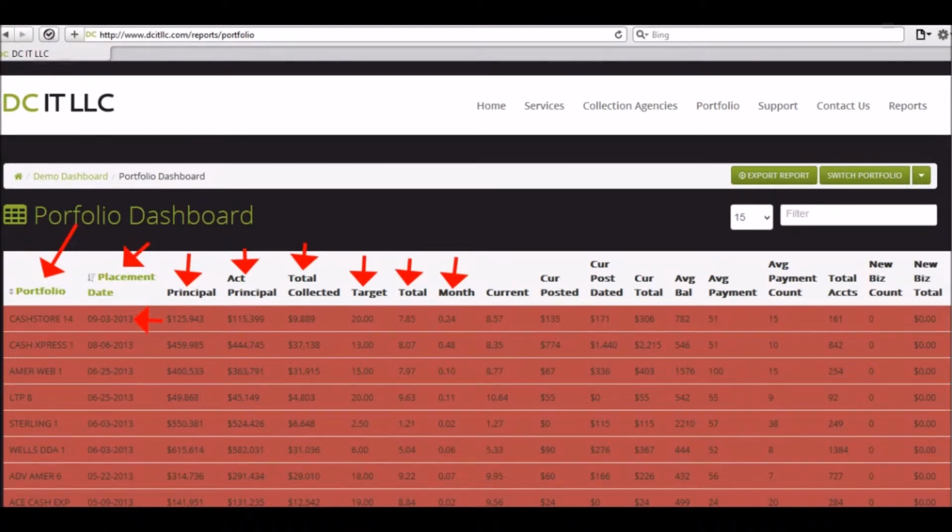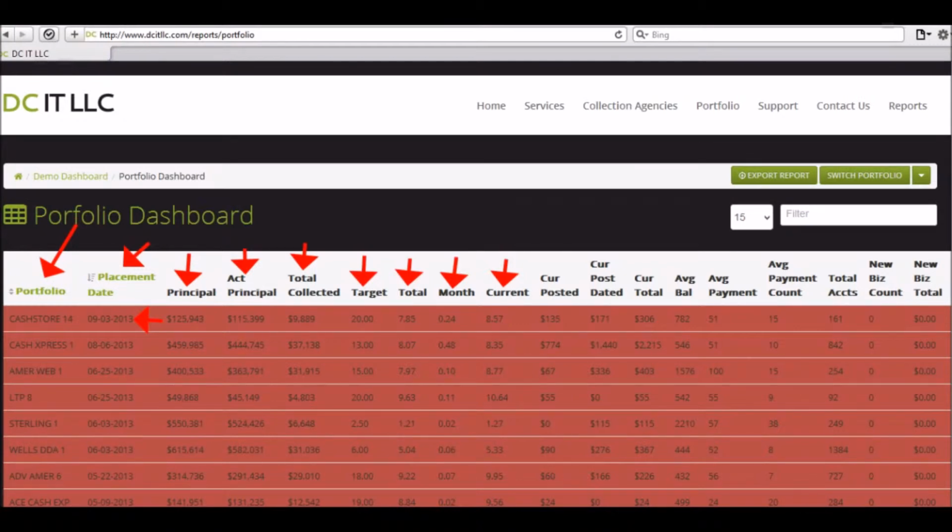Next is the current column. This is your liquidation percentage based on how much money is currently placed with your collectors. This does not include remaining new business. In other words, this is the liquidation percentage on the active principal.